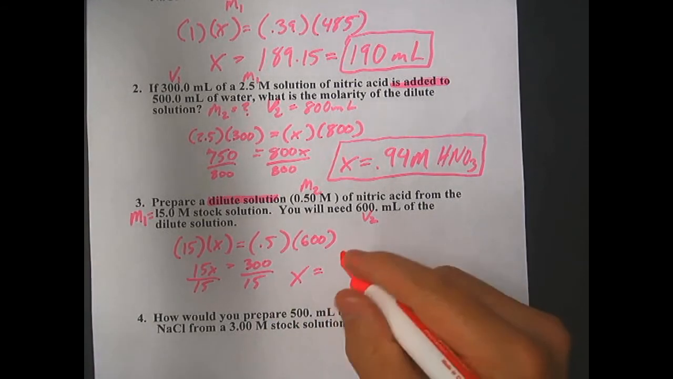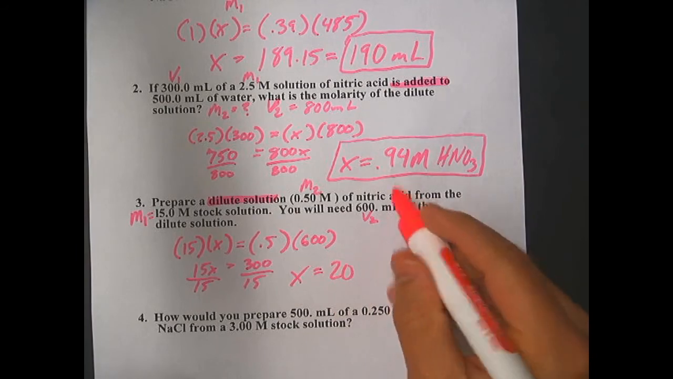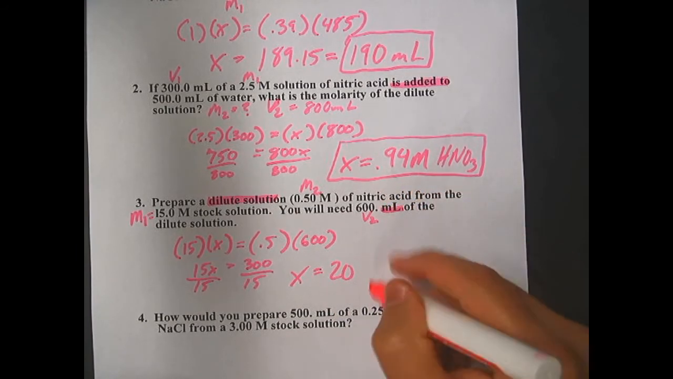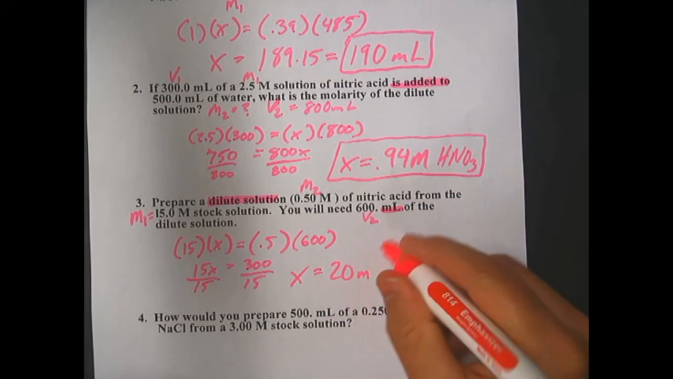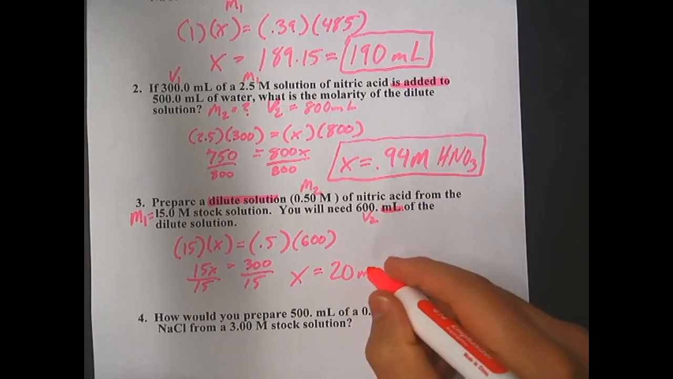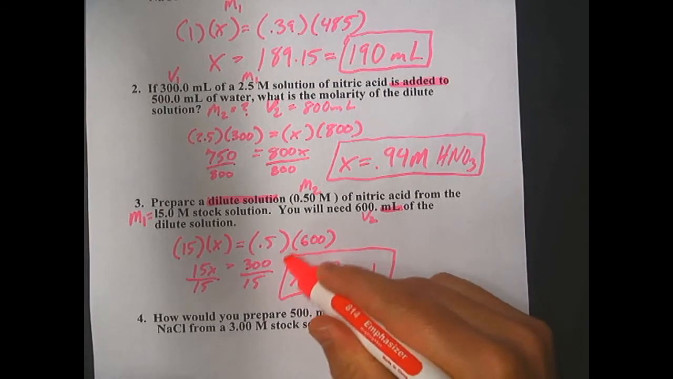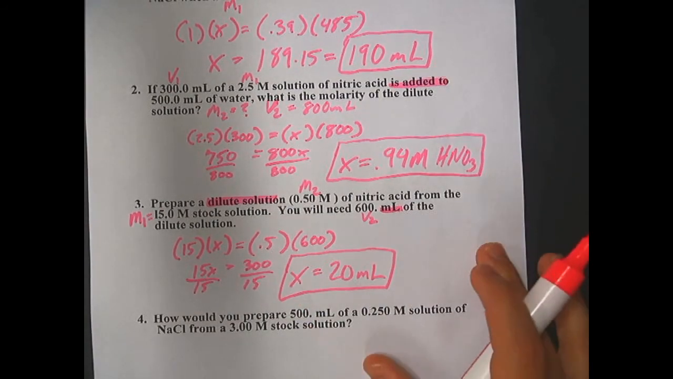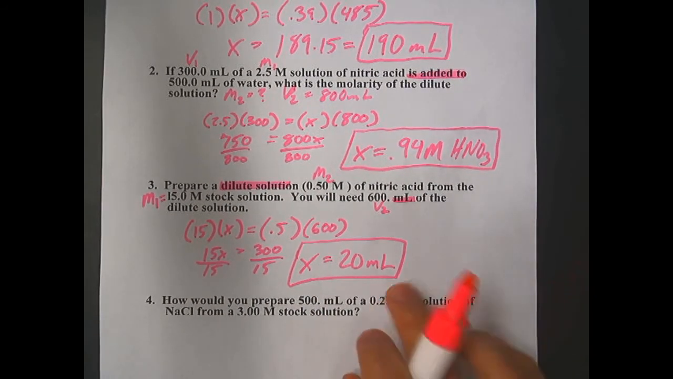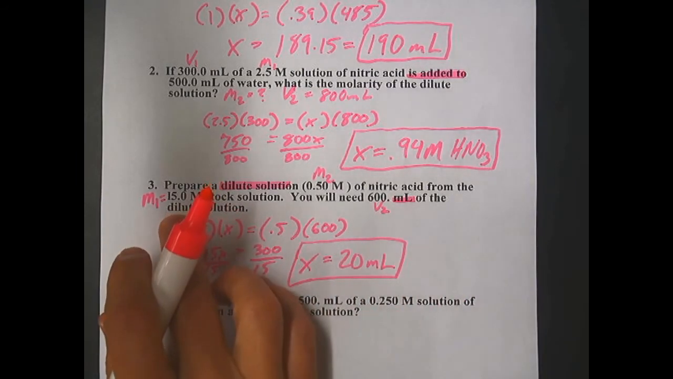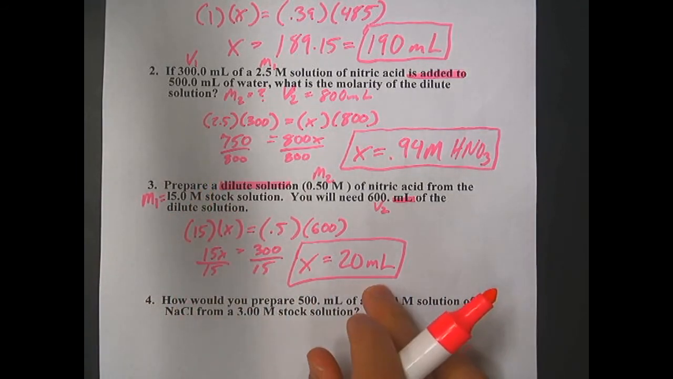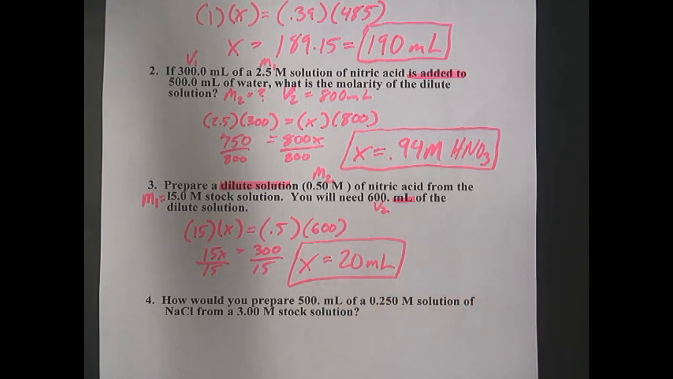Yep, 20. And since the given volume was in milliliters, our answer will also be in milliliters. So if I was preparing this solution, 20 milliliters would be the 15 molar concentrated solution, and then the rest would be water. So 20 milliliters would be the 15 molar solution, and then 580 milliliters would be water.